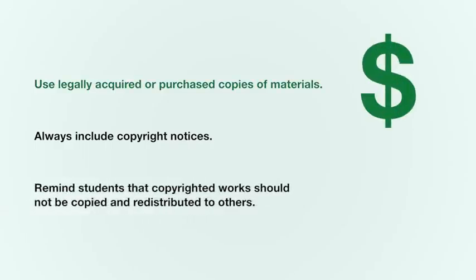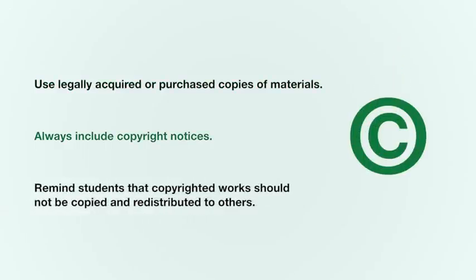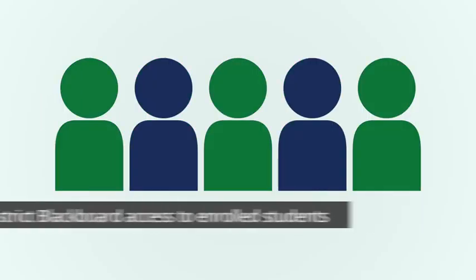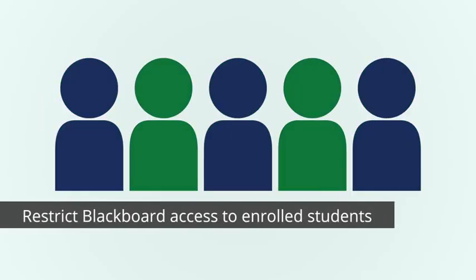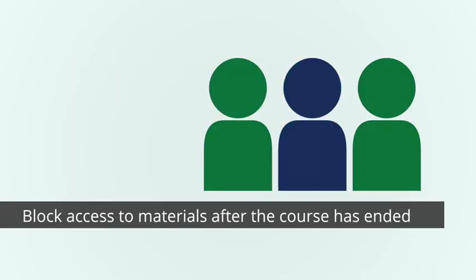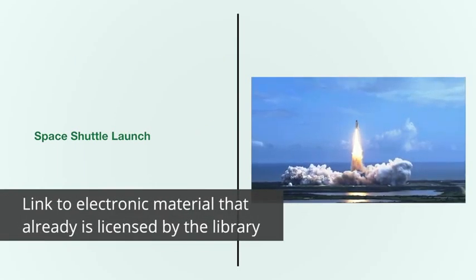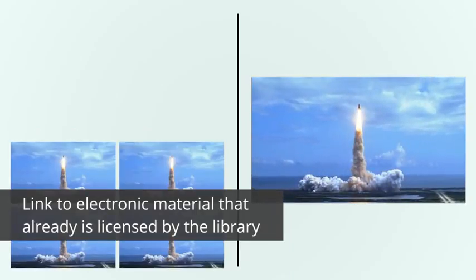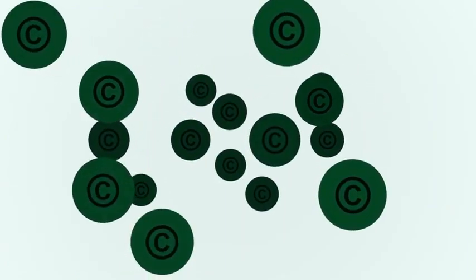Use legally acquired or purchased copies of materials, always include copyright notices, and remind students that copyrighted works should not be copied and redistributed to others. Generally restrict Blackboard access to enrolled students and block access to materials after the course has ended. When possible, it is preferable to link to electronic material that already is licensed by the library rather than make digital copies available. Finally, only use as much copyrighted content as is necessary for teaching purposes.